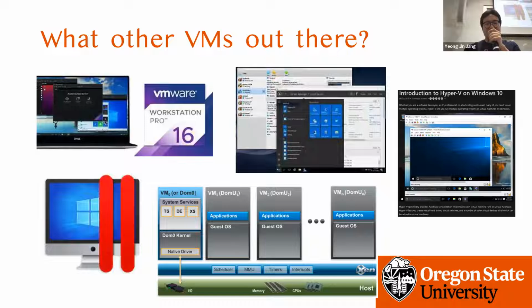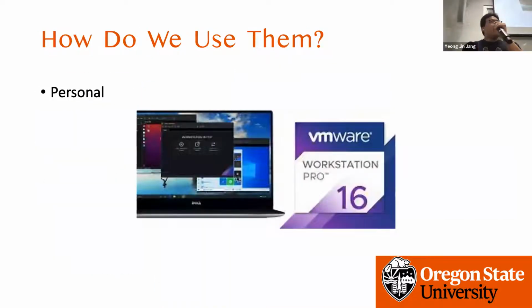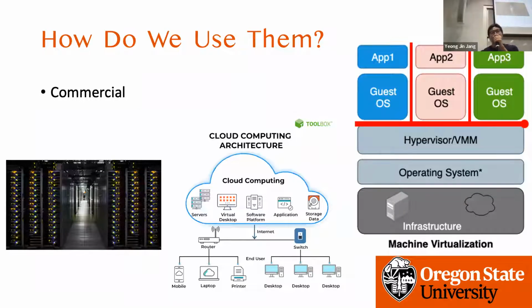There are a lot of commercial products, and these are not just for regular desktop use, like running Windows on Mac, but can also be used for server machines to share one server across multiple users. So how do we use virtual machine monitors, virtual machine software? As a personal use, it is just to run another operating system for a task or for fun. But the commercial application example is cloud computing. I believe cloud computing is not possible without virtualization techniques.